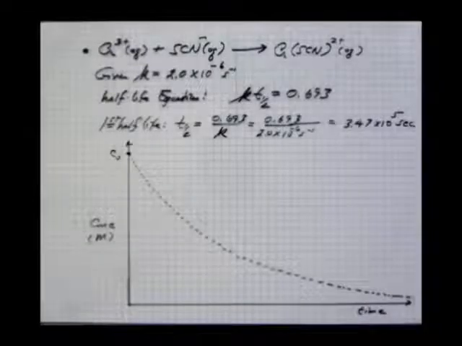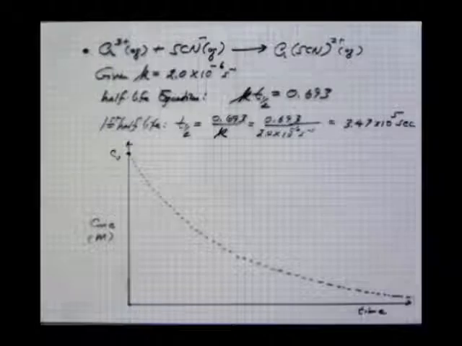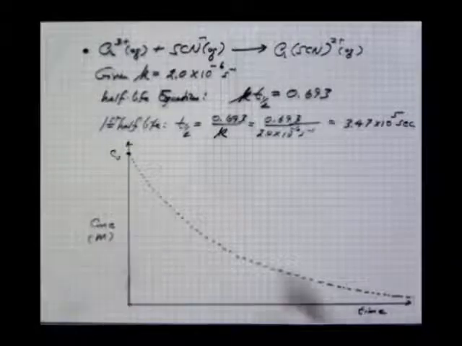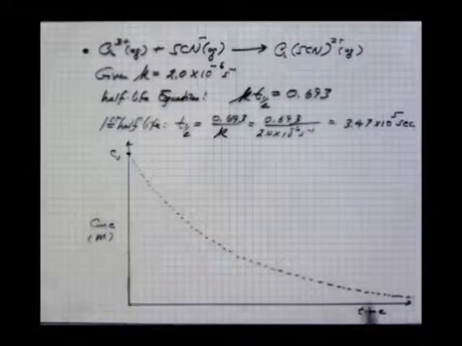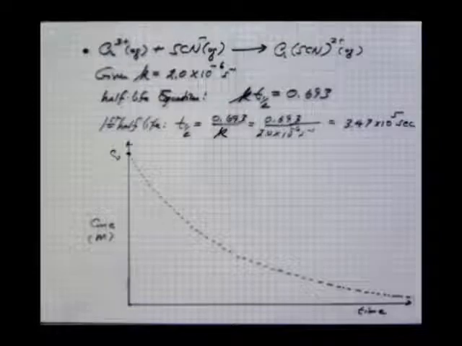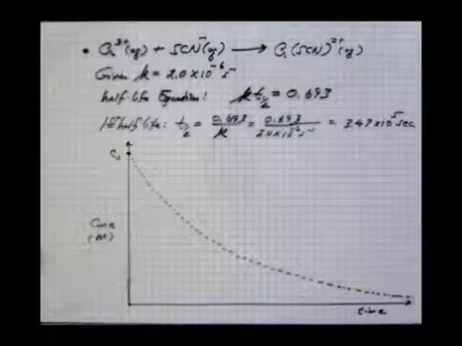Now, I've drawn the standard first order decay. If we assume this is first order decay, second order decay would just drop down faster, and third order drop down even faster. But let's say this is our first order decay equation.